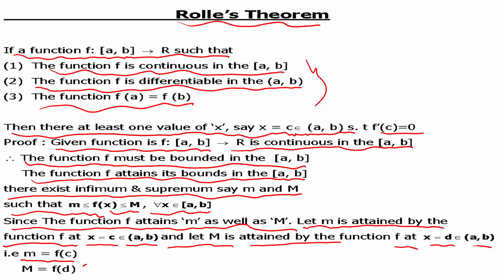You know that if a function is continuous in the closed interval a comma b, it means it is a bounded function. If it is bounded, the infimum and supremum must exist. So I had taken small m equal to f of c and capital M equal to f of d, and small m is less than or equal to f of x, which is less than or equal to capital M. This is the relation for all x belongs to the closed interval a comma b.